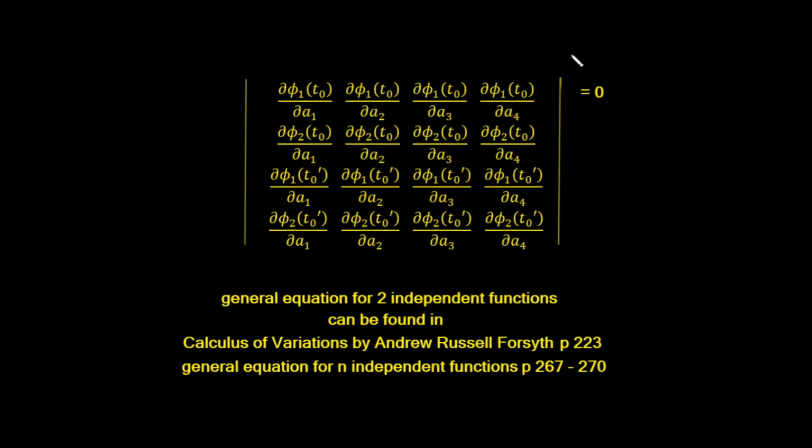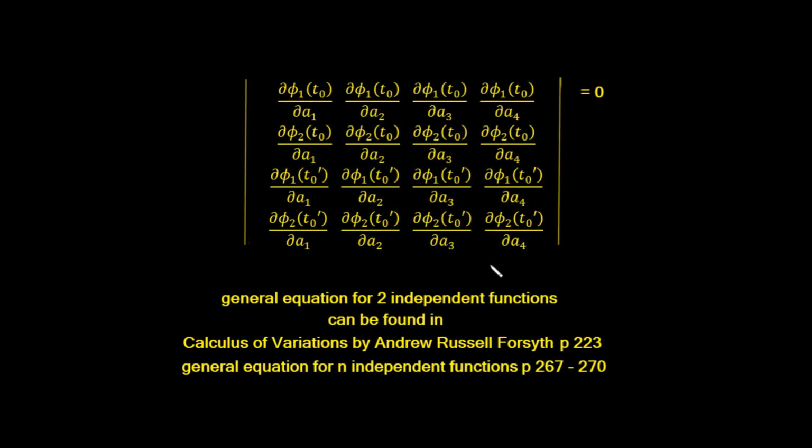So by extension, the equation that allows us to find the x-coordinates of the conjugate points for a functional with two independent functions is of this form here. Now I'm not going to read it out, I'm not going to prove it here, it's just stated. If you're interested in a proof, it can be found in a book called Calculus of Variations by Andrew Russell Forsyth on page 223. I may go ahead with this proof later on in the appendix section of the book which I'll produce for this course, so keep your eye open for that.